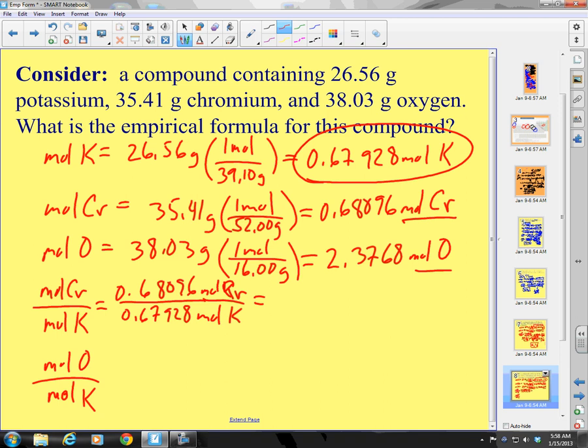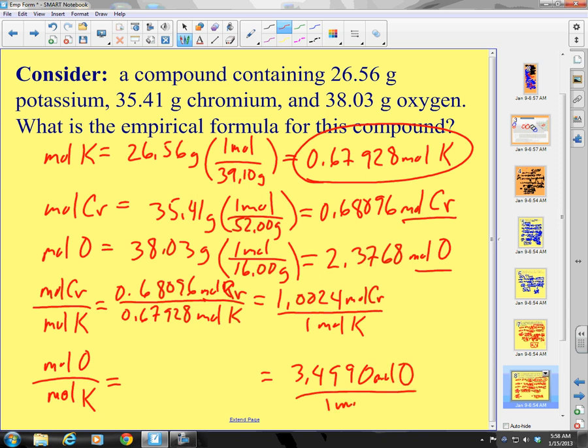And let's go with recall 2 divided by recall 1. Oh, good. I did that well. And I get 1.0024 moles of chromium per 1 mole of potassium. And this is important to keep our units going, folks. And then recall 3 divided by recall 1 equals 3.499 moles of oxygen per 1 mole of potassium.